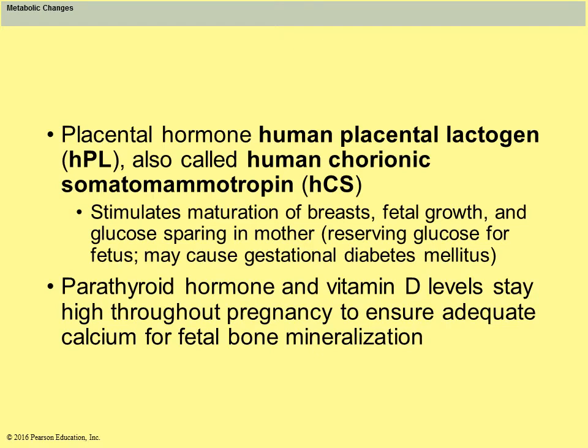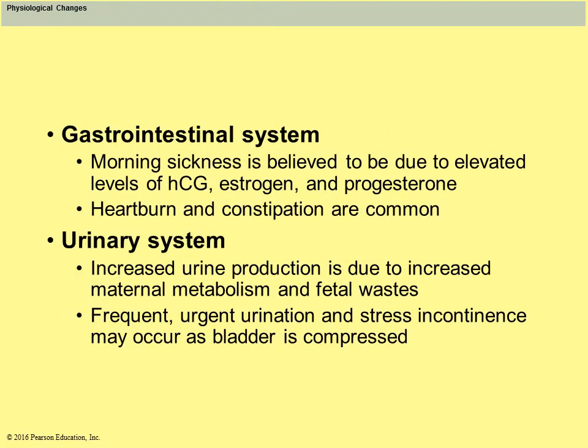The human placental lactogen hormone is going to stimulate maturation of the breast, fetal growth, glucose sparing in mother, meaning the developing fetus gets what it wants first. Mom is second. This can often lead to gestational diabetes in the mother. Parathyroid hormone and vitamin D levels are going to stay pretty high throughout the pregnancy so that the developing fetus gets enough calcium for bone mineralization, the ossification that is occurring. So these are all some changes that will occur metabolically in the mother.